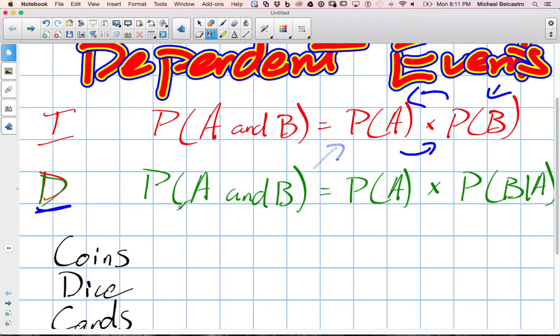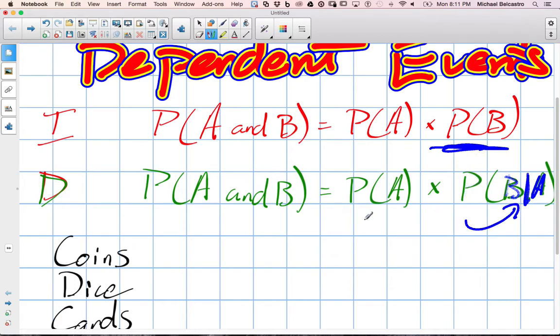For dependent events, the probability of A and B happening is the probability of event A times the probability of event B given event A has occurred. And that's what this line is here. In other words, whatever the probability of B is, it actually changes depending on what happens with the probability of A.